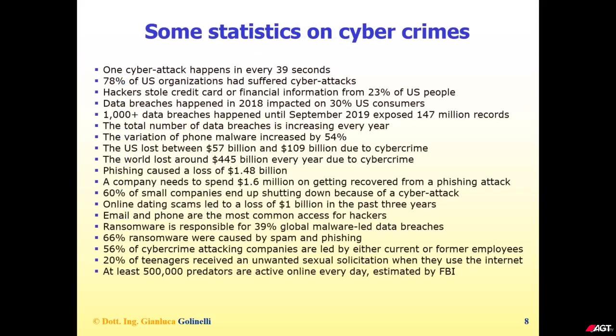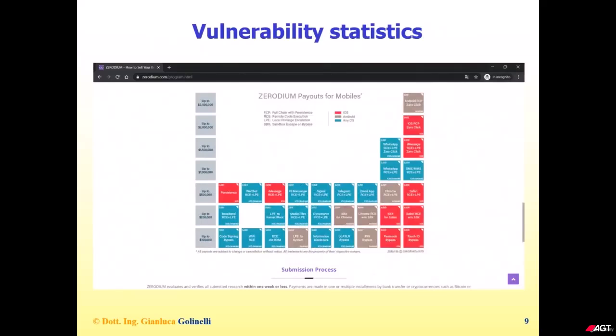This slide shows some striking statistics on cyber attacks, such as the fact that the world loses around 445 billion every year due to cybercrime. This is not a periodic table of chemical elements, but a price list for zero-day vulnerabilities of a vulnerability trading company. To demonstrate the enormous interest that revolves around the world of vulnerabilities, just look at how much zero-day vulnerabilities are paid.